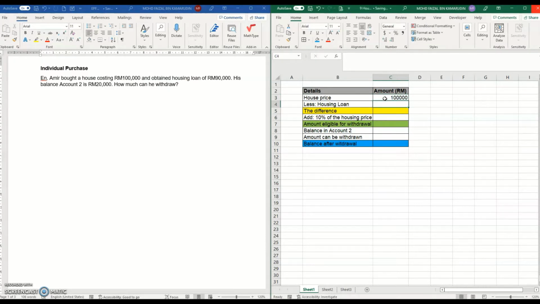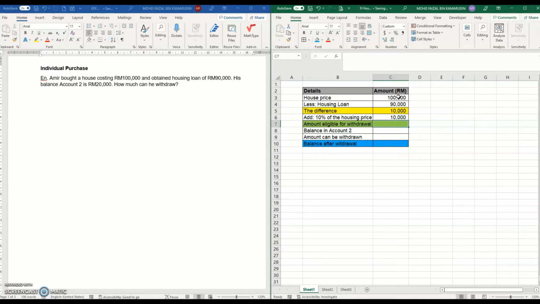Next is the housing loan. Less the housing loan, he took about 90,000. Then you get the difference, the house price minus the housing loan, which is 10,000. Then next we have to add 10% of the housing price, so 10% times the housing price, which is equivalent to 10,000.